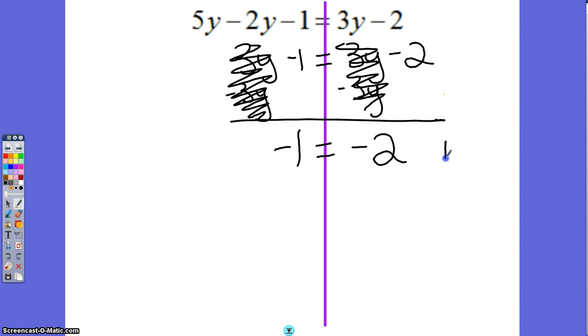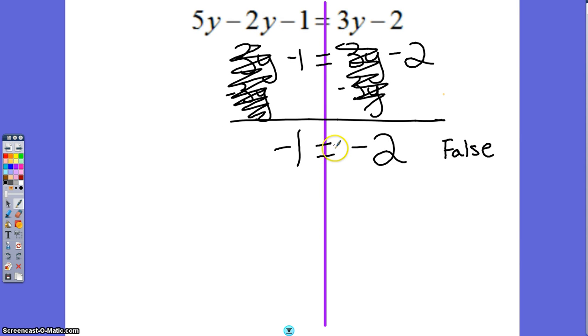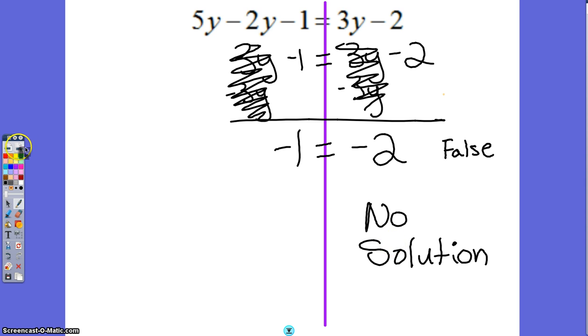They're not equal to each other. So I ended up with a false statement. Look back here. 5 equals 5? Yes, that's true. They're the same number. But negative 1 does not equal negative 2. That's a false statement. So our answer is no solution. That means that any number I put into the y values will not give me the left side equaling the right side. I can try all day long, but there is no solution for y. There's nothing I can put in for y.